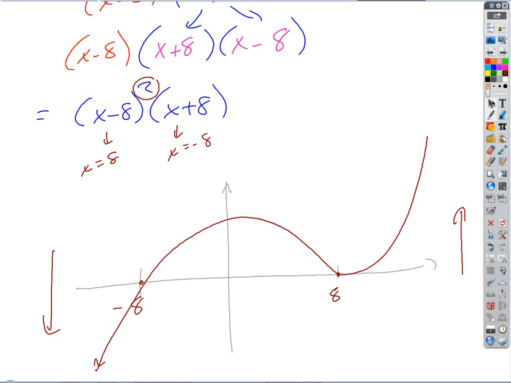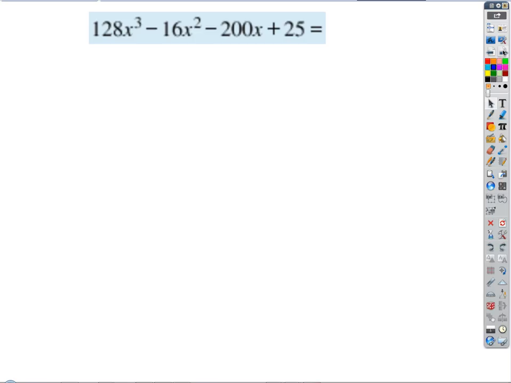All right, let's try another one of those. How about this one? What do I want to try to do first? Group it. Okay, I'm going to group it, but first I want to see if I can factor out a greatest common factor. Is there a power of x I could factor out? No, there is not. Is there a number? No, not really.